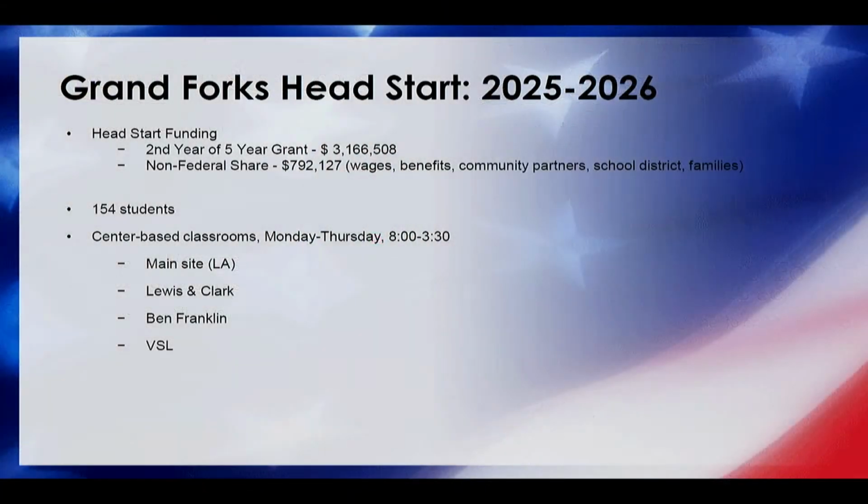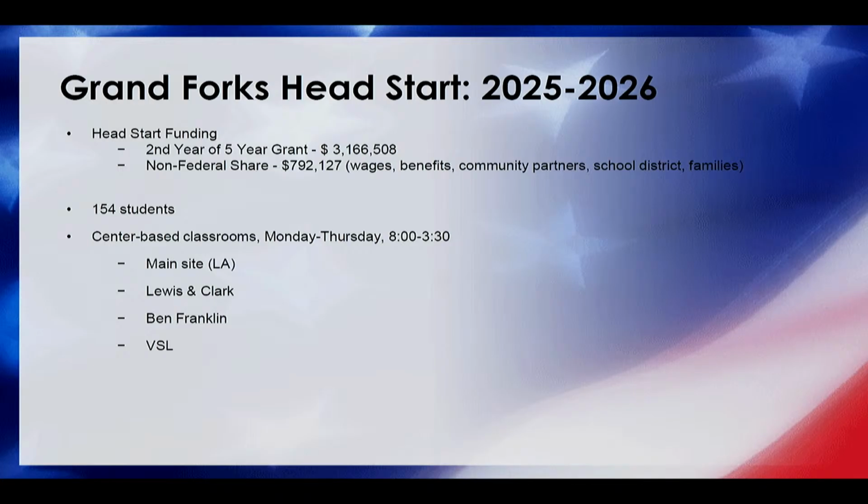Okay, we are in the second year of our 5-year grant. This year we were given about $3.1 million to run our program. The non-federal share that we have to come up with, we call it in-kind, is $792,000. I just want to mention from last year, we were $300,000 over our in-kind. So kudos to our school district, our community partners, and our parents to really go well above that goal.